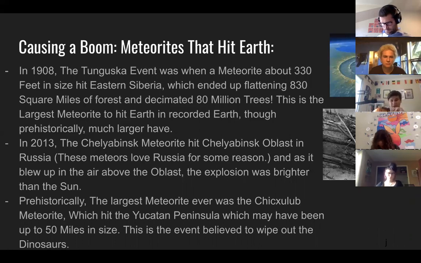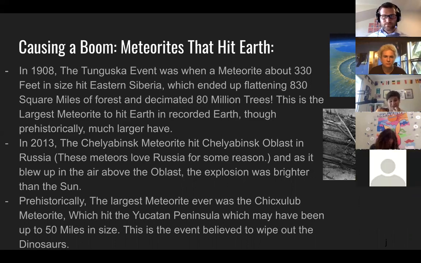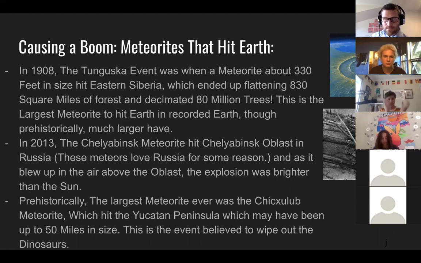It hit eastern Siberia in the Tunguska region, which ended up flattening 830 square miles of forest, which was 80 million trees, they believe. So you can see that right here, kind of on the bottom. That's not the best image, but you can see how it's kind of flattened. And there's no actual impact crater because it burned up right before, and then it flattened them.